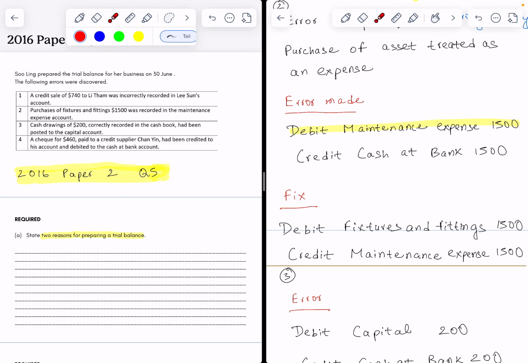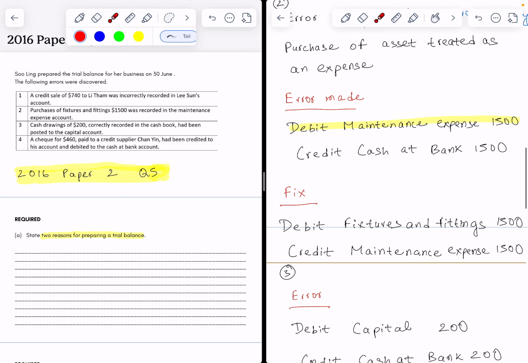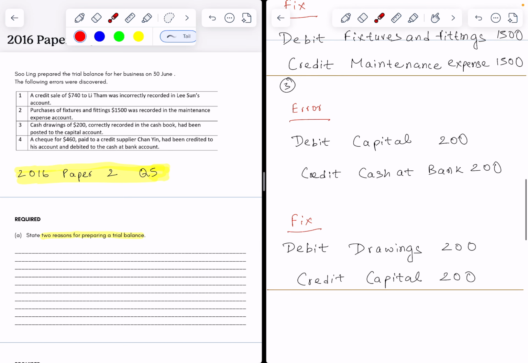So when you're ready, now we can move to the third error. We don't really have to identify this because we were supposed to identify the first and second errors as part of this question. So let's see what's going on. So cash drawings of $200 correctly recorded in the cash book had been posted to the capital account. So you need to understand this line very carefully. So cash drawings of $200 has been correctly recorded in the cash book.